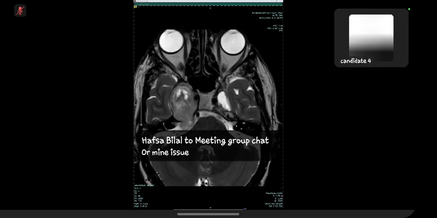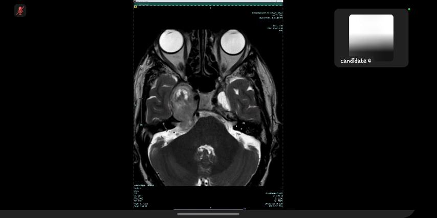Depending on the location and extension from the posterior fossa into the middle cranial fossa and the well circumscribed margins, my top differential would be a schwannoma of the trigeminal nerve. And I would like to confirm this on post contrast sequences as well. Other differentials for a parasellar lesion would also include meningioma.